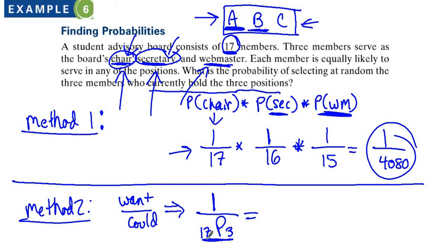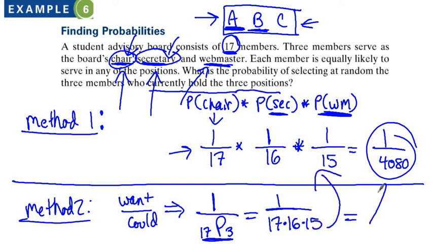So what is another way of expanding 17 pick 3? Another way of saying that is 17 times 16 times 15, and you might recognize that from right up there. It's going to give you the exact same answer. So 2 different ways to solve that problem. Whichever one you find most intuitive, I think, is the better way for you to use.